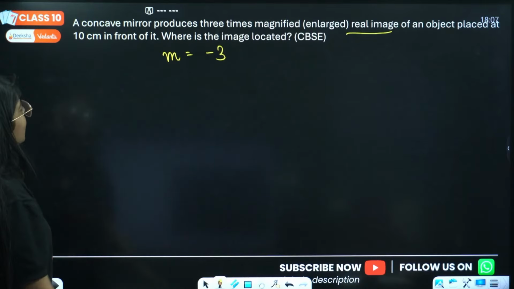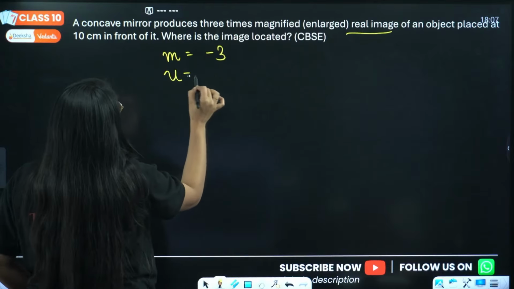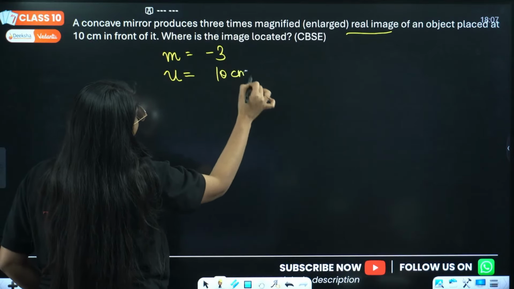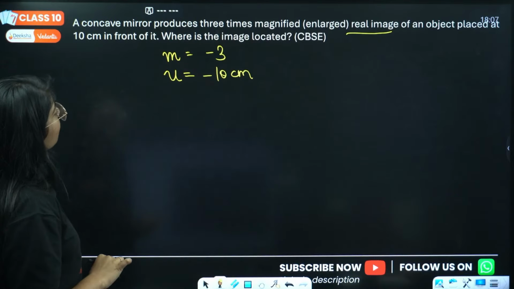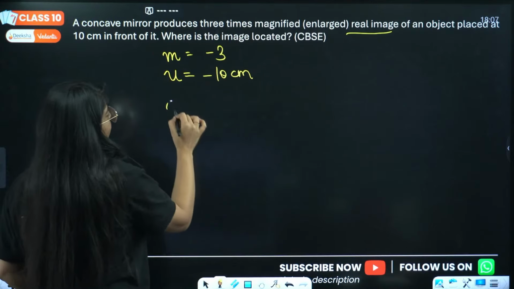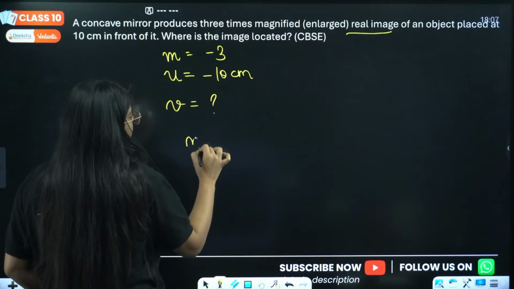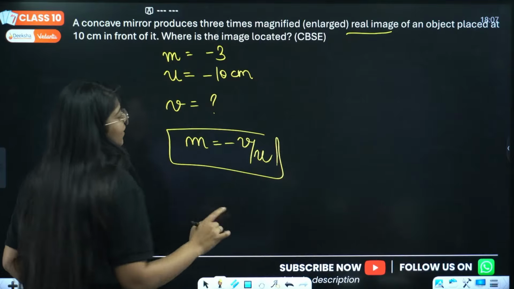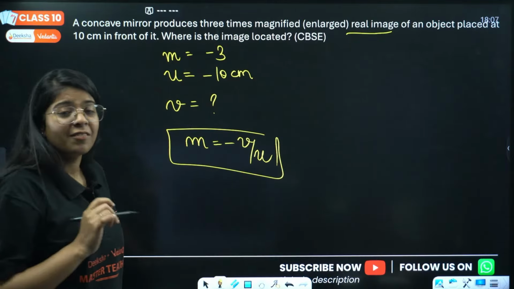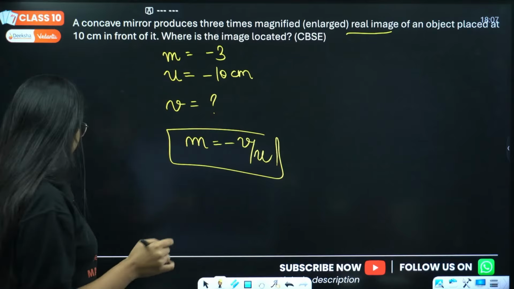Of an object placed at 30 centimeter or 10 centimeter in front of it. So U is also negative, correct? Then where is the image located? You just have to find the V, right? So M is minus V by U. Now you can definitely find this. We are moving on to the next question. Very, very easy calculation. Okay.